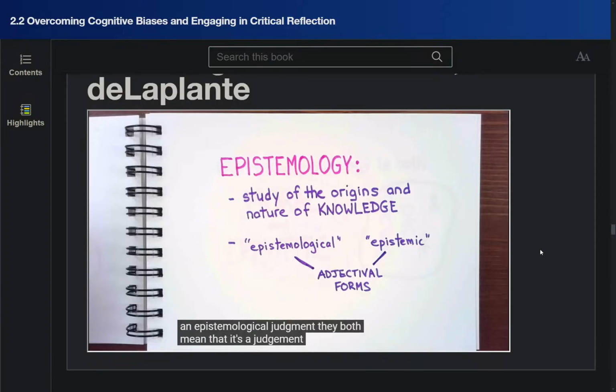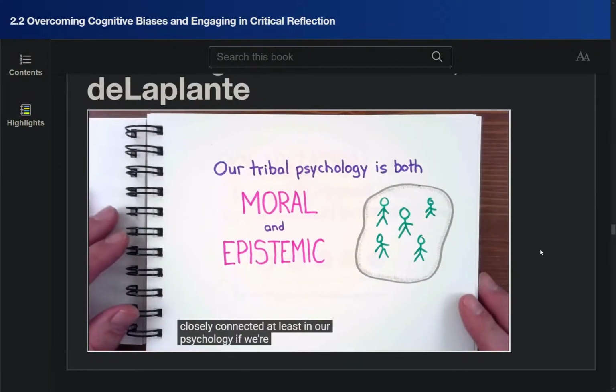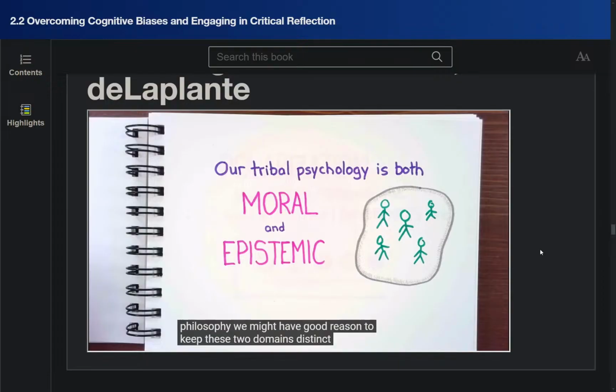They both mean that it's a judgment about what counts as knowledge or justified belief or how we come to have knowledge. So to parallel the claim that our moral psychology is groupish, we can say that our epistemic psychology is also groupish. And what's key is that these two kinds of groupishness are closely connected, at least in our psychology. If we're doing straight philosophy, we might have good reason to keep these two domains distinct, to not confound moral issues and epistemological issues. But if we're trying to understand human behavior, trying to figure out how human beings actually form judgments and make decisions, it turns out that we can't separate our moral psychology from our epistemic psychology. They both emerge from the same cognitive system. So our tribal psychology is both a moral psychology and an epistemic psychology.